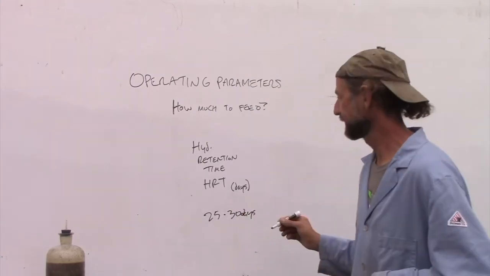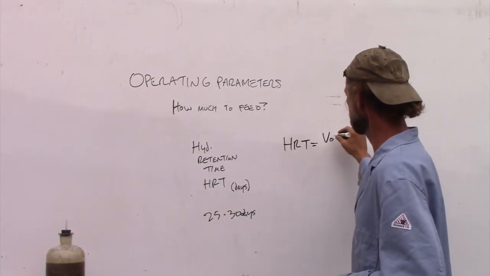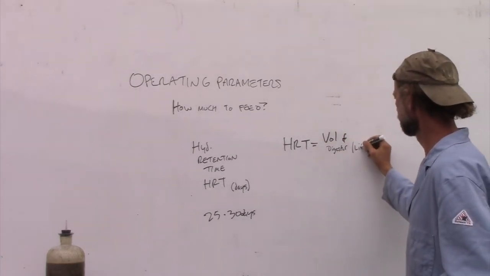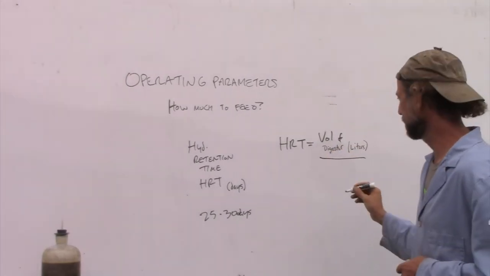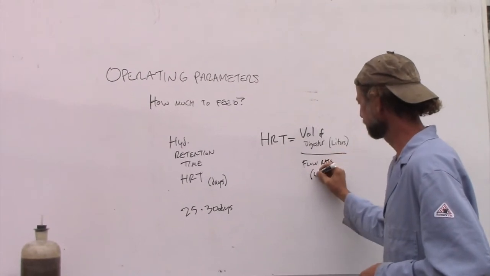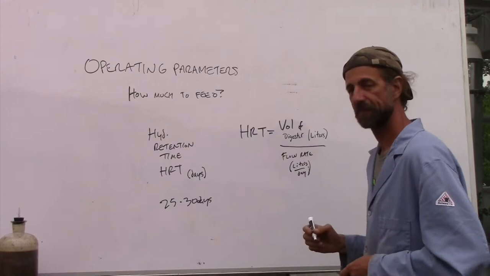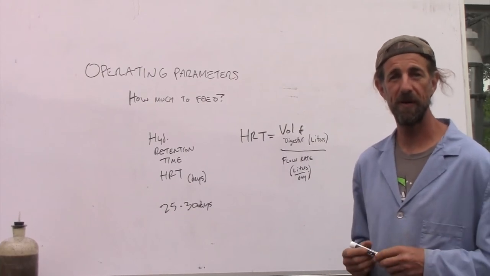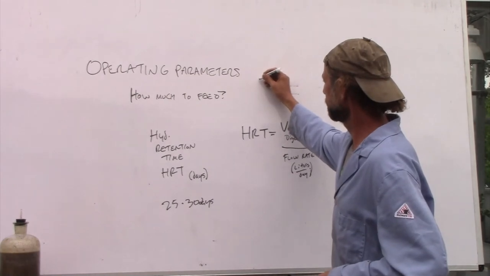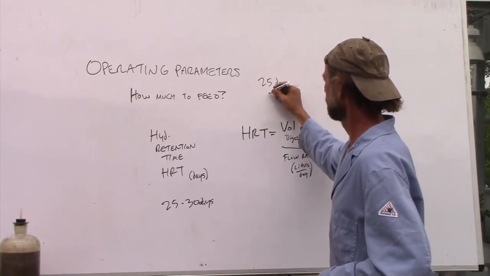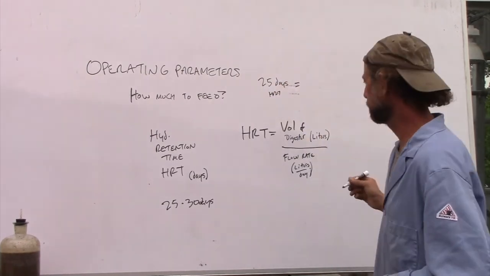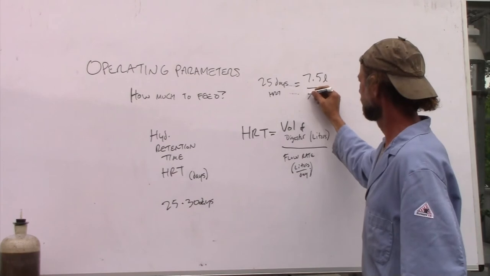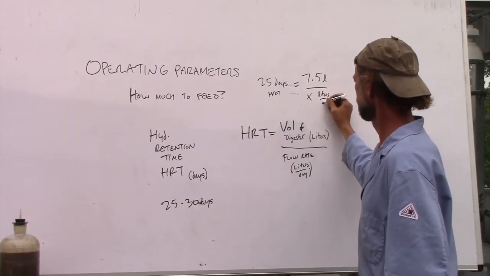So the formula for HRT is the volume of the digester, and let's say we're going to look at that in liters, divided by the feeding rate or the flow rate. So for example, our small digesters that we have elsewhere in the video, those have a working volume of 7.5 liters. So let's say we're going for 25 days HRT, and that's going to equal our volume here, 7.5 liters, divided by X liters per day of flow rate.